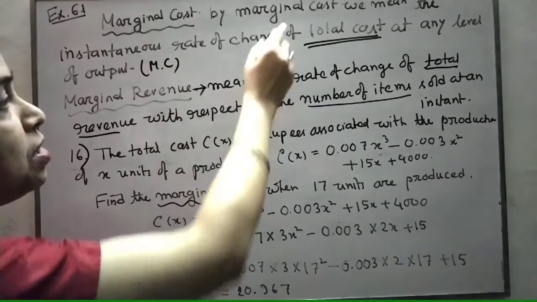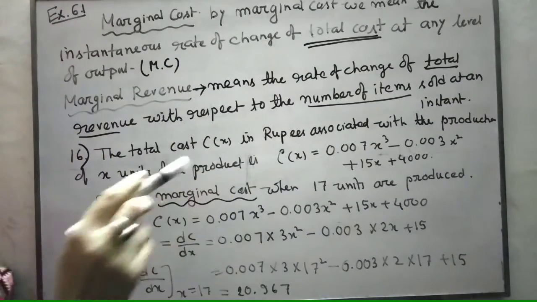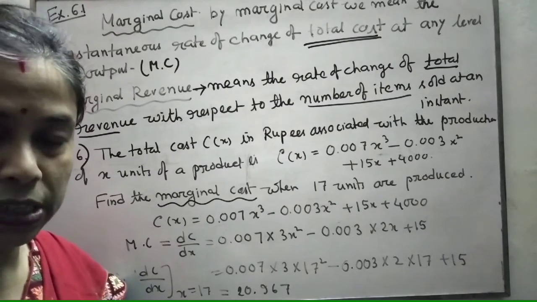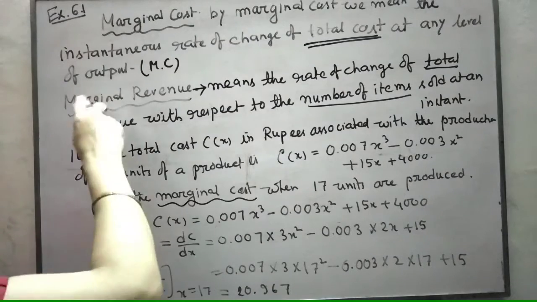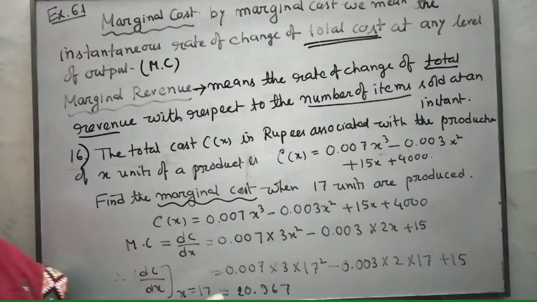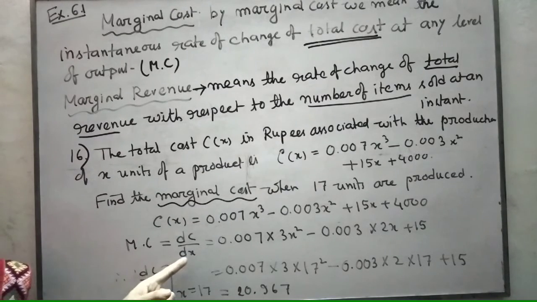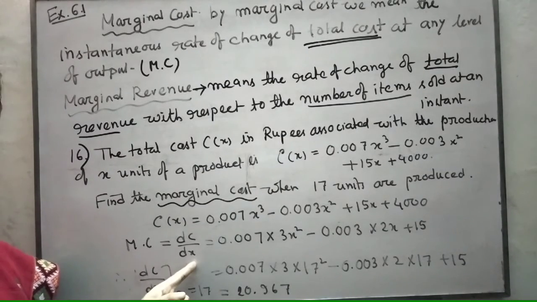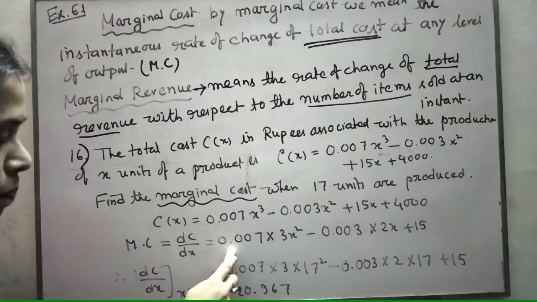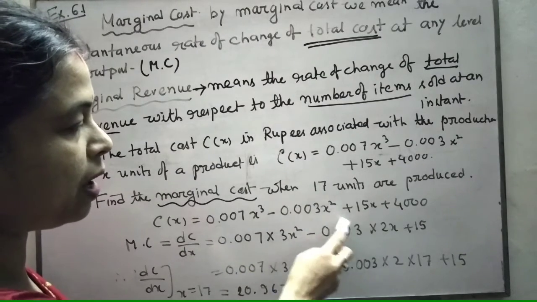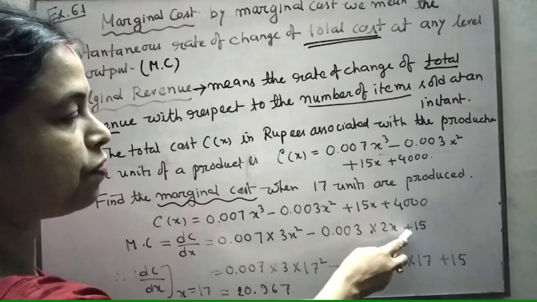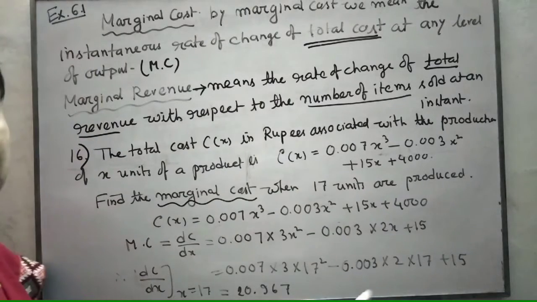Then as we know, marginal cost is the instantaneous rate of change of cost with respect to x, not time. So marginal cost is dC/dx. Taking the derivative with respect to x, we have 0.007 times 3x², minus 0.003 times 2x, plus 15 times the derivative of x which is 1, and plus the derivative of 4000 which is 0. So the derivative we have done.